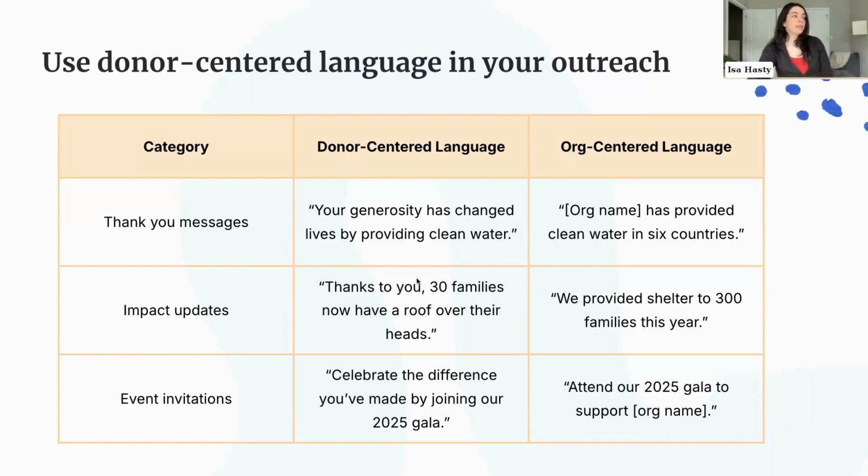For impact updates, "Thanks to you, 30 families now have a roof over their heads" versus "We provided shelter to 30 families this year." And then for event invitations, "Celebrate the difference you've made by joining our 2025 gala" versus "Attend our 2025 gala to support our organization."